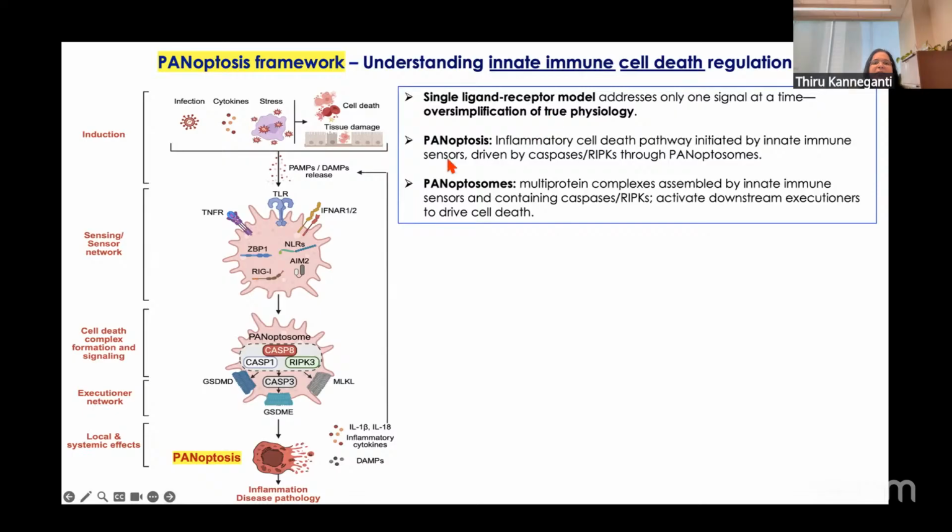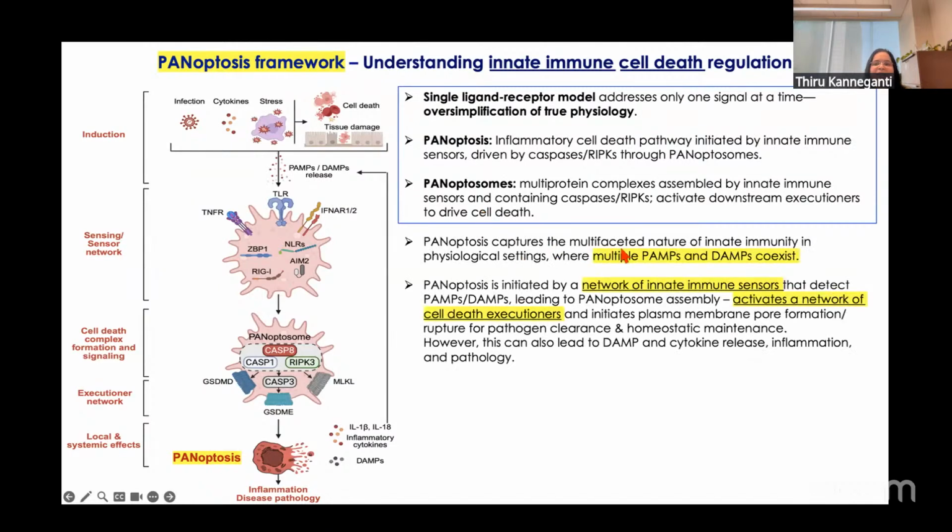So that's where the concept of PANoptosis, which is an innate immune inflammatory cell death pathway that is driven by caspases and RIPKs through panoptosomes, makes complete sense. And these are the multi-protein complexes assembled by innate immune sensors. And then this captures the multifaceted nature of innate immunity, as you can see here, multiple PAMPs and DAMPs that coexist that we always ignored. And then this PANoptosis is initiated by a network of innate immune sensors, which is very, very well validated in plants. In plants, a network of sensors is formed. And this assembles the panoptosome complex that activates again a network of cell death executioners.